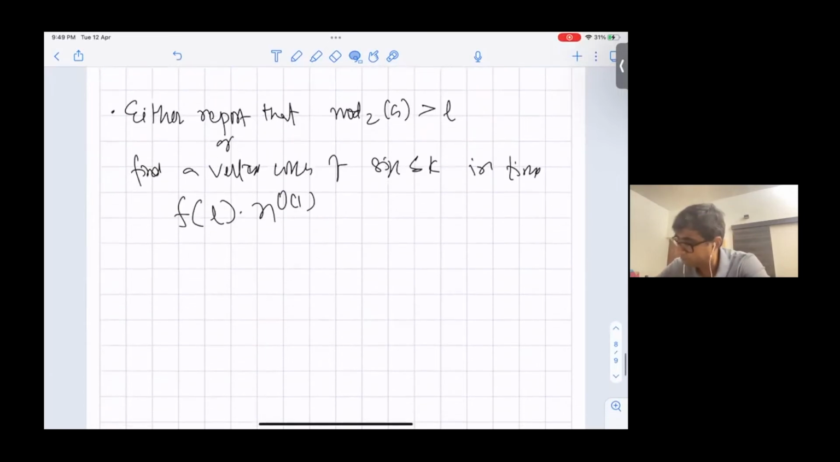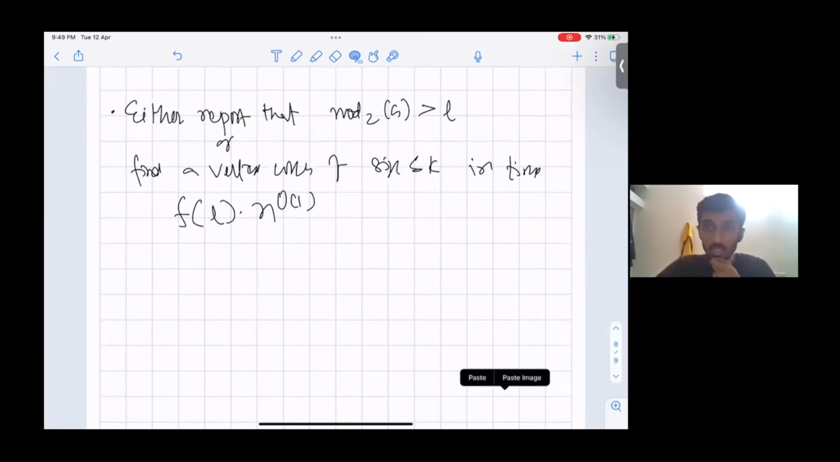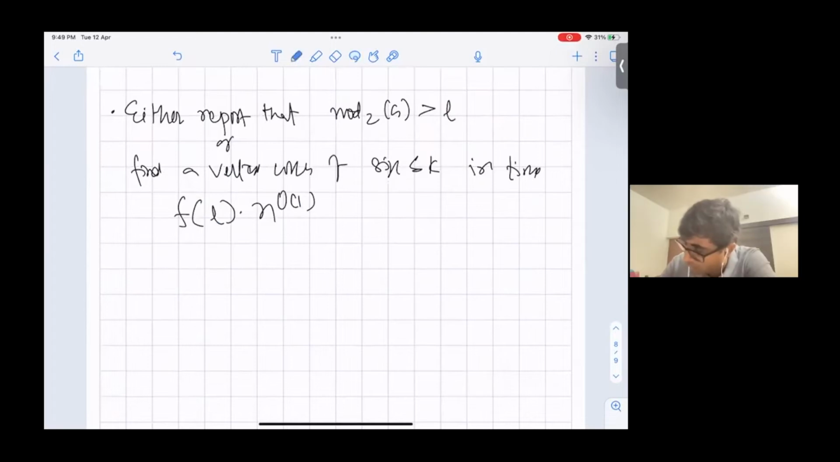Okay. If I could find the degree 2 modulator of size less than L in f of L times n to the power big O of 1 time, then I can apply the earlier algorithm. Yeah, that's also a good idea. So good idea number 1 is excellent.